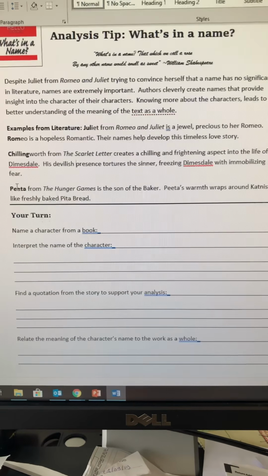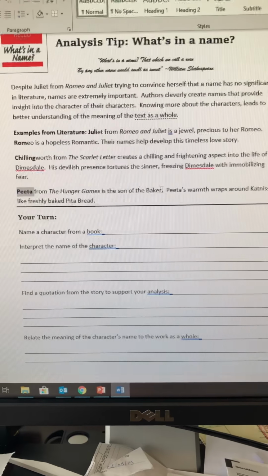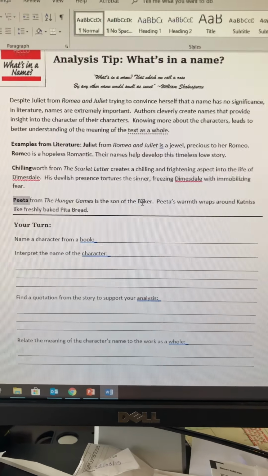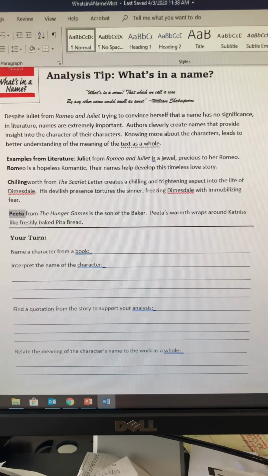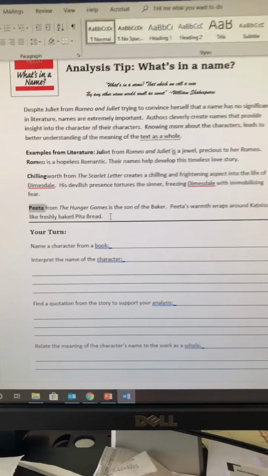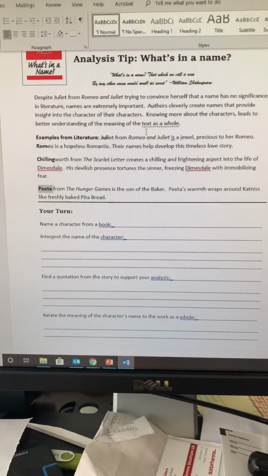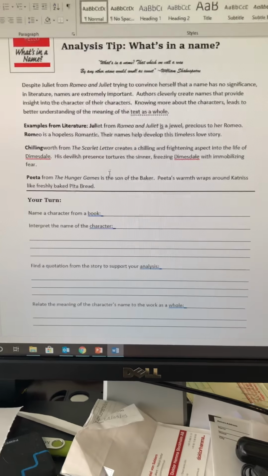Pita from the Hunger Games. Pita is a type of bread, right? And he's the son of the baker that's in town. And his warmth wraps Katniss like freshly baked pita bread. Now I'm hungry. Haha.